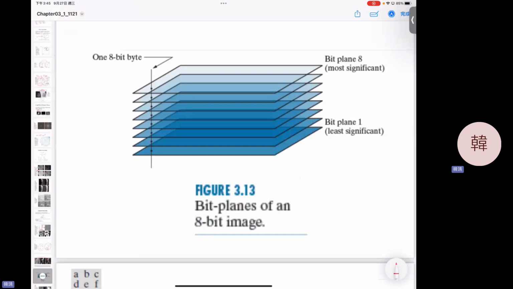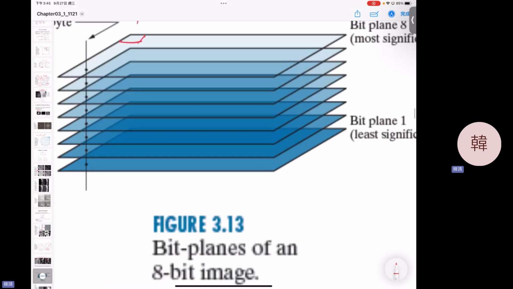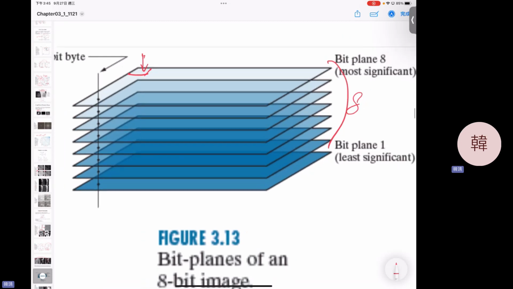You want to use. So this is bit planes of an 8-bit image. You know every image we look at has gray levels. So every pixel has 8 bits. Every image has 8 bits there. So you slice in a horizontal way, and it's every bit plane.